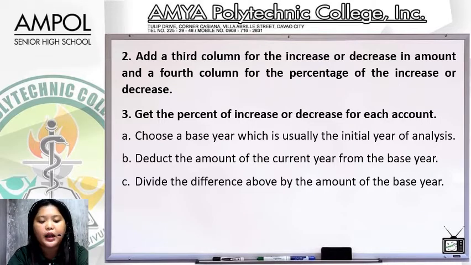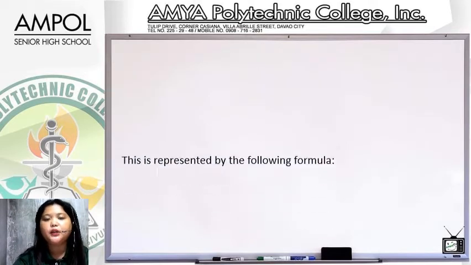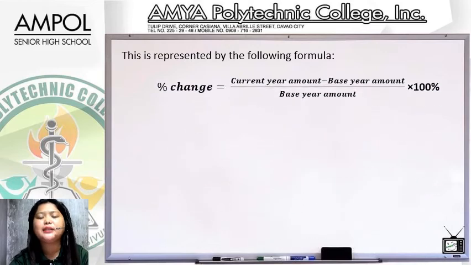We have here a presented formula. Fourth, multiply the quotient by 100 to get the percentage. So our formula is: percent change is equal to current year amount minus base year amount, over the base year amount, times 100%.